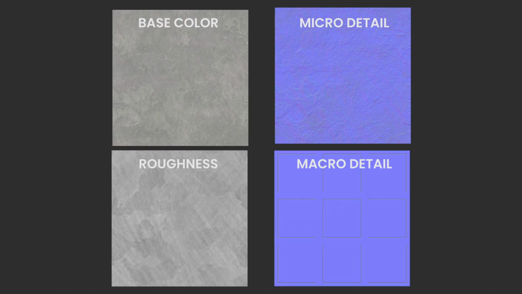instance. Before starting, you'll need the following textures: a micro detail normal map, which is small surface details such as concrete grain or fine bumps. A macro detail normal map, which are larger forms such as panels, grooves, or broad surface shapes. A base color or albedo map, and a roughness map.